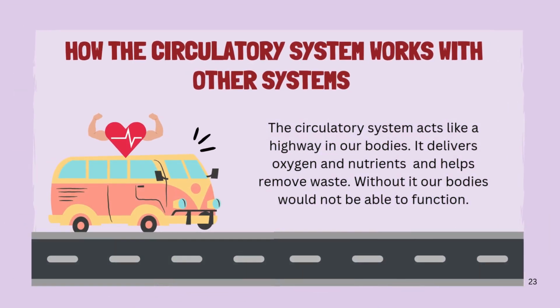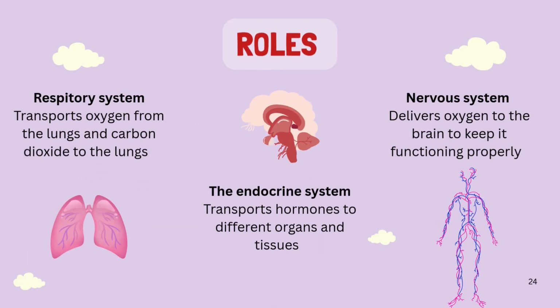The circulatory system is actually pretty cool, and it works hand in hand with a lot of other systems in our body. The circulatory system acts like a highway in our bodies. It delivers oxygen and nutrients and helps remove waste. Without it, our bodies would not be able to function. Now let's look at the different roles that it plays within the different systems.